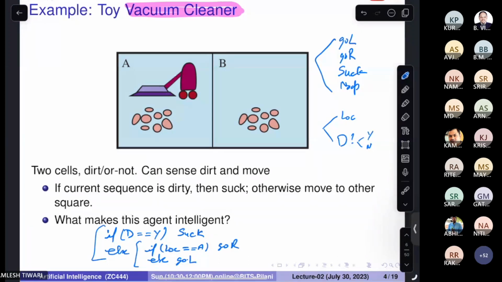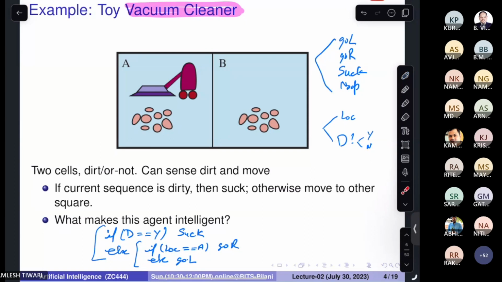Yes, sir. Have I written the good code? Okay, so by applying this code, can my vacuum cleaner operator operate in a full way? Yes or no? So what would my operator do?